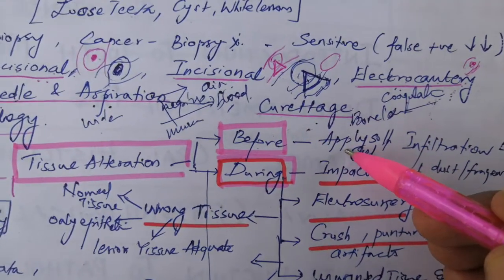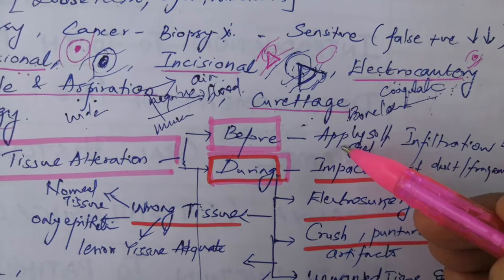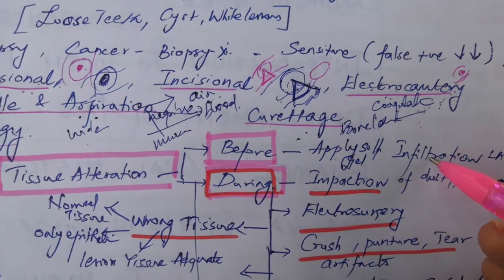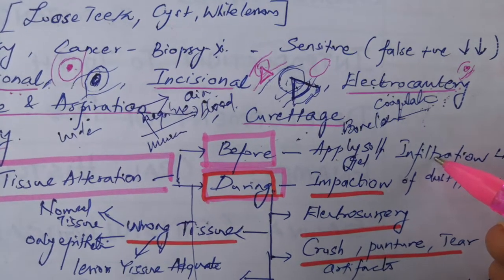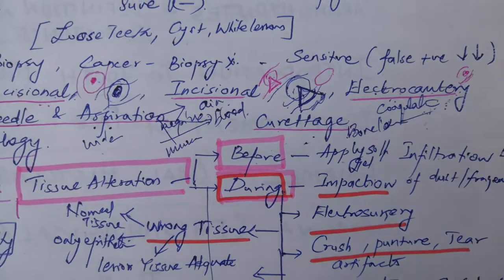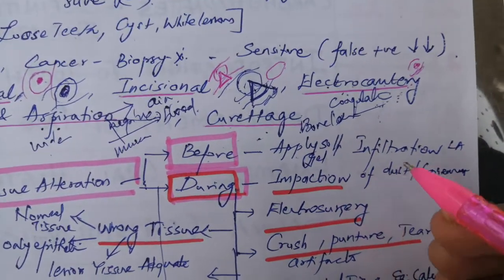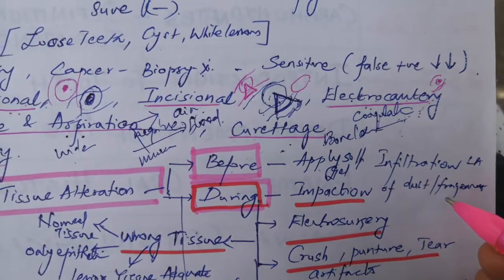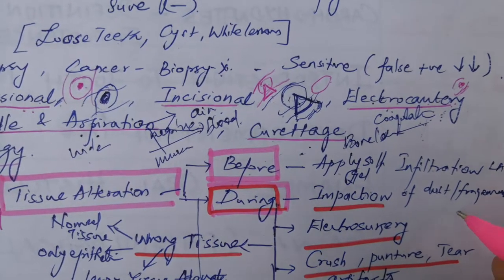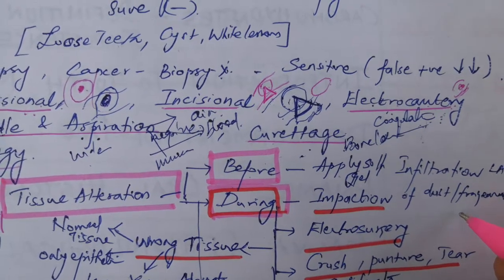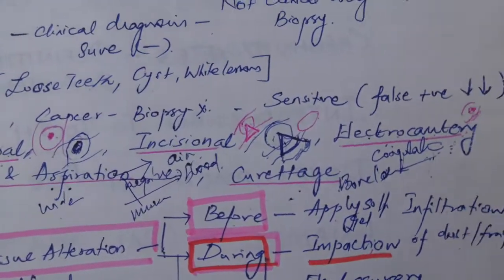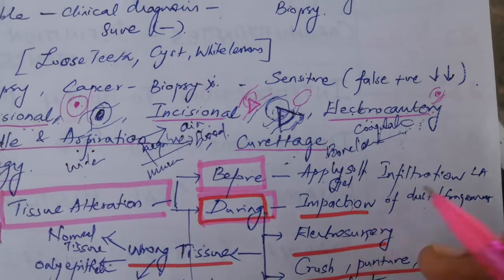Before the biopsy, do not apply any povidone iodine or local topical anesthesia, and do not infiltrate into the lesion, okay, it will distort the tissue. And also during the biopsy, be careful that fragments of enamel or ground particles of dentin and bony fragments should not be included in the tissue. It shouldn't be contaminated with other tissues, okay?